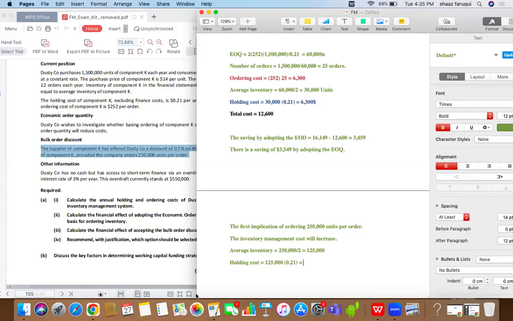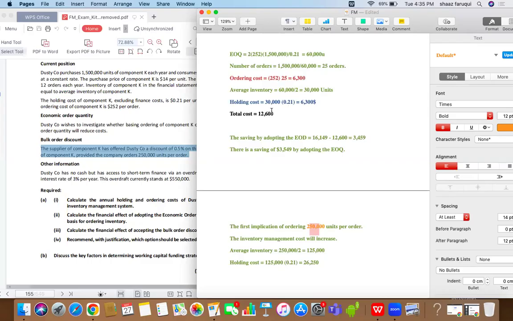Is it 26,250? Yes. Holding cost is 26,250. You see, the holding cost itself by ordering 250,000 units is higher than the total inventory management cost of EOQ. So definitely ordering 250,000 units at a time is a bad idea. It's a miserable idea.